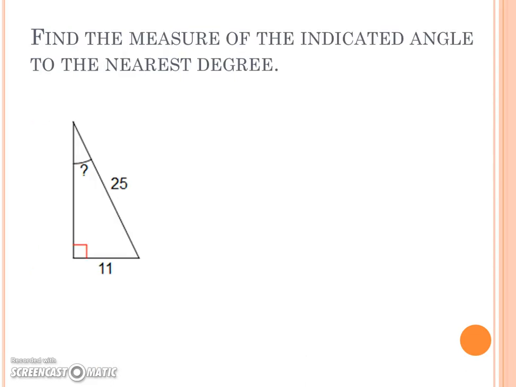So to see an example of this, we have our angle, it's a question mark. Our opposite is 11, our hypotenuse is 25. We don't have an adjacent. We're going to use O and H. This is sine. So the sine of our angle, theta, equals 11 over 25.